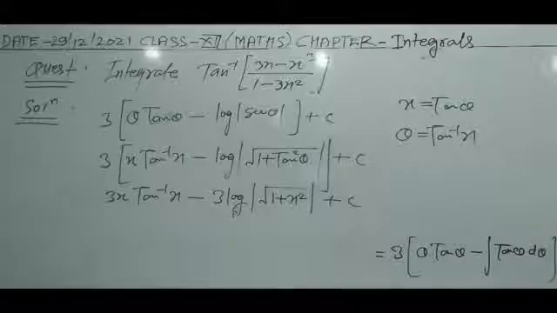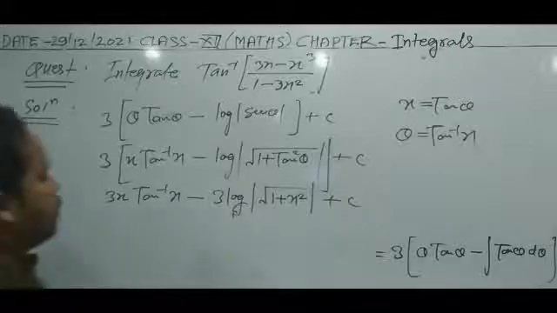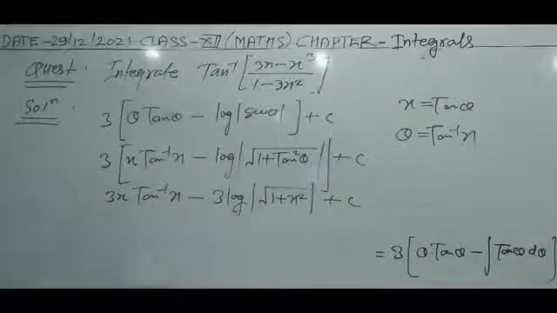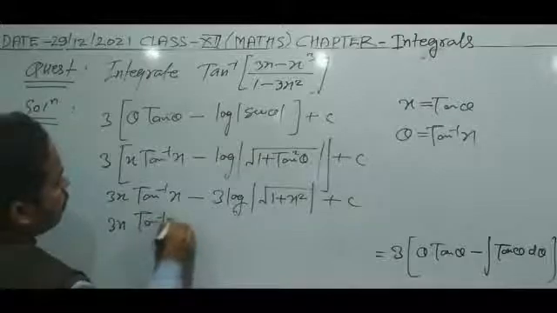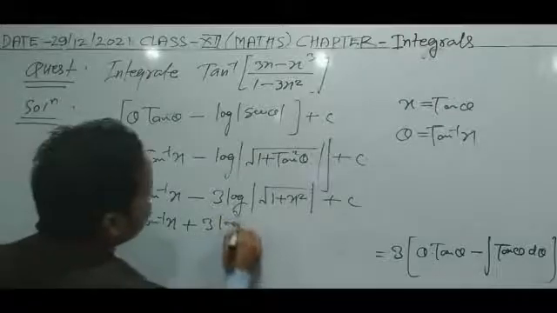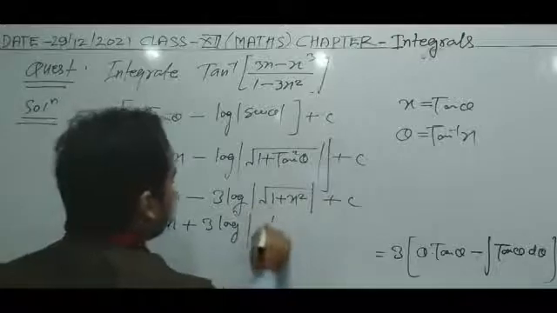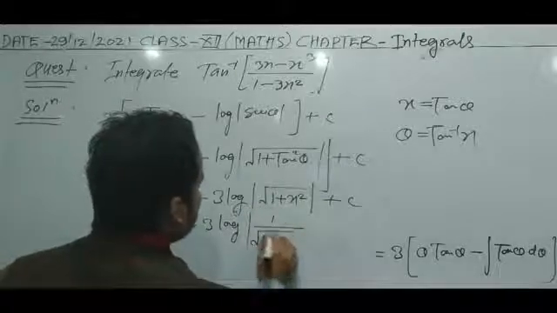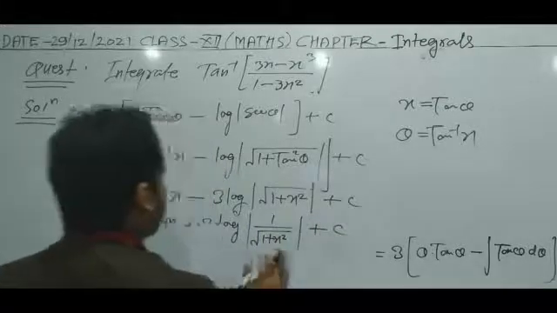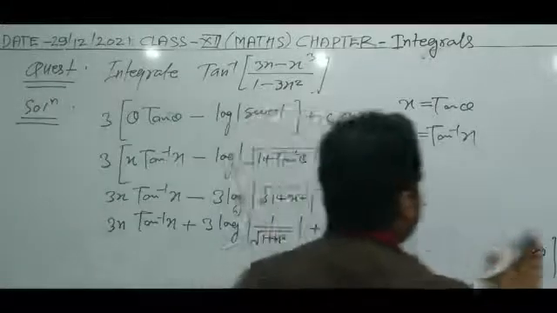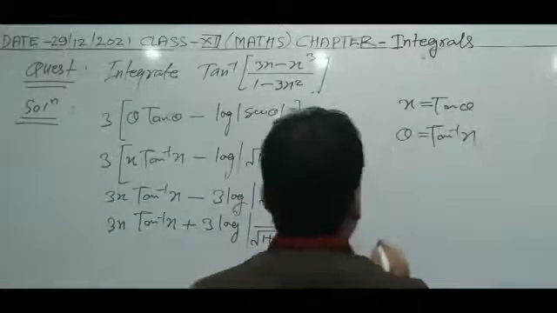Now what can we write as the answer? The answer is 3x tan inverse x. This one we can also write with a positive sign, 1 upon root. So 3x tan inverse x plus 3 into log of mod of 1 upon root over 1 plus x square, and now plus c. Now this is the answer.